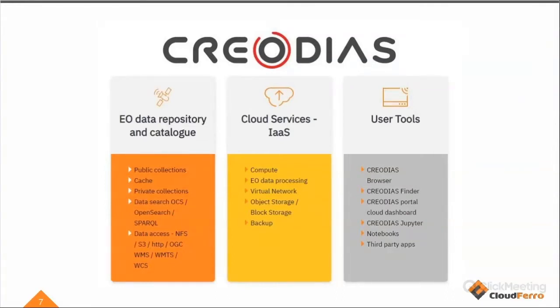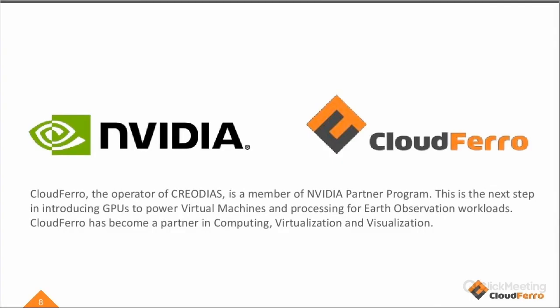This is a cloud platform oriented for Earth observation, but with a focus on processing the data faster. And CloudFerro, which is the operator of CREODIAS, is also a partner of NVIDIA. So through CREODIAS and CloudFerro you have access to all NVIDIA tools and all NVIDIA process chains that you may need for your processing. This is covered, so you can use all their software when you rent the hardware and run the computing power from us.